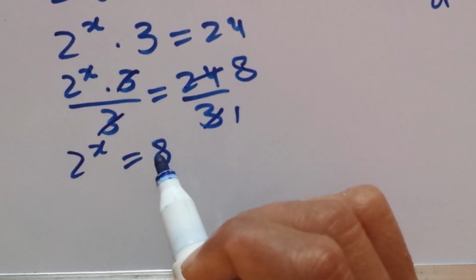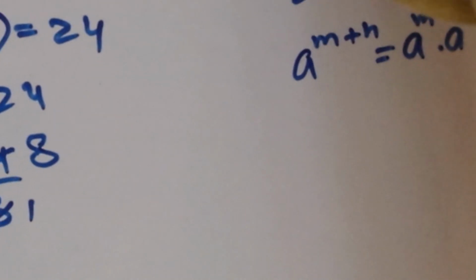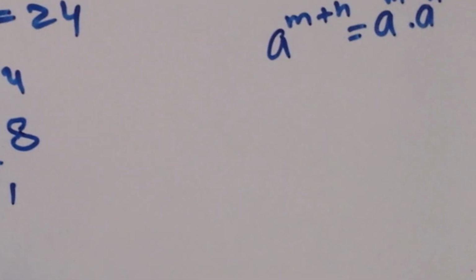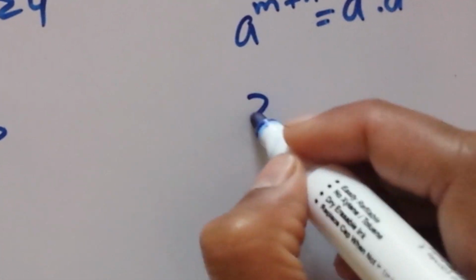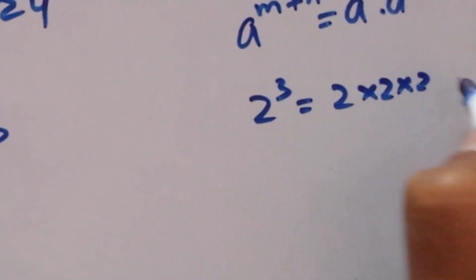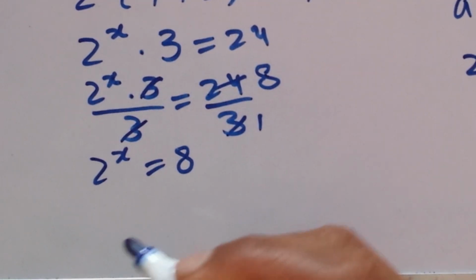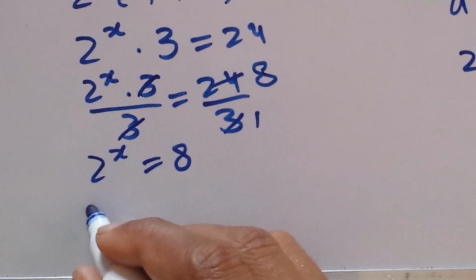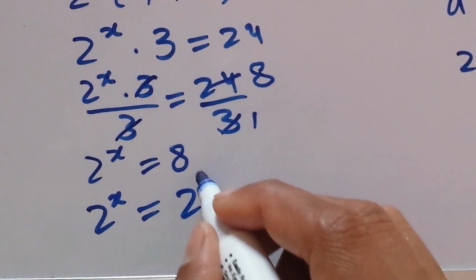Now step 7, rewrite 8 as a power of 2. We check powers of 2: 2 to the power of 1 equals 2, 2 to the power of 2 equals 4, and 2 to the power of 3 equals 8. 2 times 2 times 2 equals 8, right? So now rewrite: 2 to the power of x equals 2 to the power of 3.